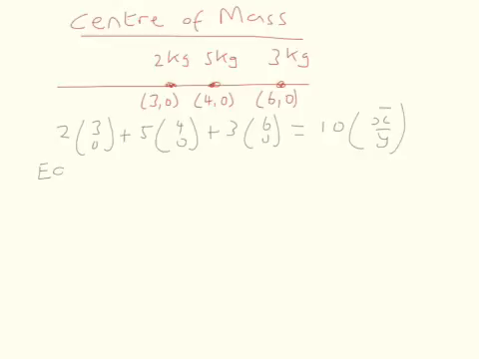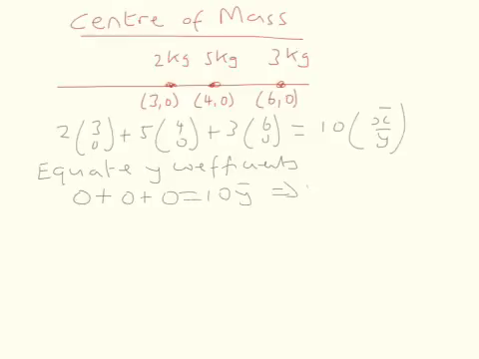So I can equate the y coefficients, which is a bit of a waste of time, because I get 2 times 0 plus 5 times 0 plus 3 times 0 is 10 times y bar. In other words, y bar equals 0. Not especially interesting. It's just telling us that the centre of mass is along this line. It's not up or it's not down.